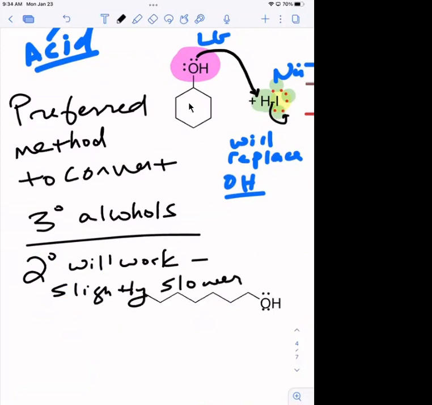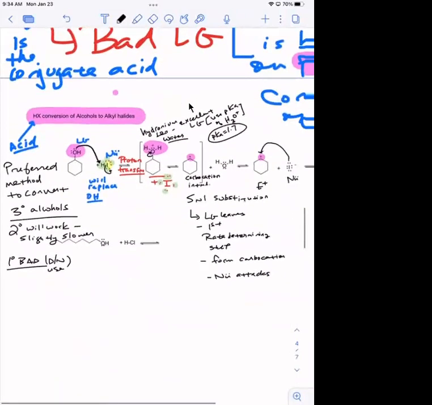A little bit slower. Primaries are bad, right? A primary alcohol using this method, this is not the method you want to use on a primary alcohol. You want to pick something else. We'll talk about that in a second. So why do you think tertiaries work so well with this method, looking at the overall mechanism and the fact that you form a carbocation?